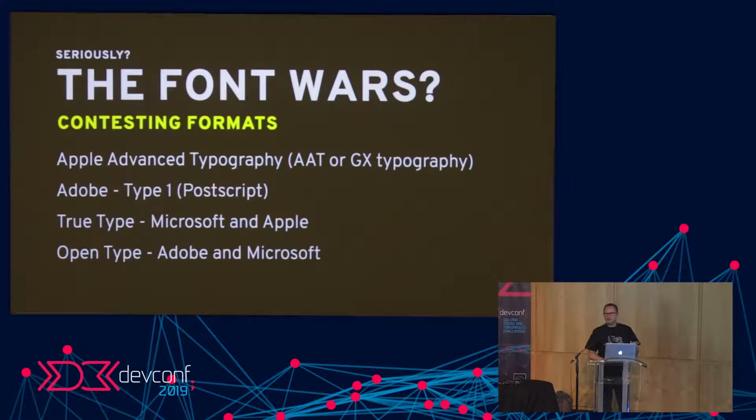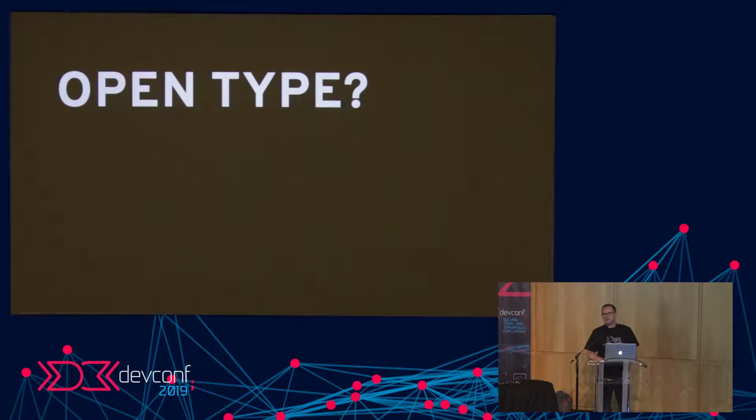And this is important because it brings us to where we are now and what we can do with type, because of the format that we use for that. And the format that won out in the end was OpenType. So why did OpenType win out?